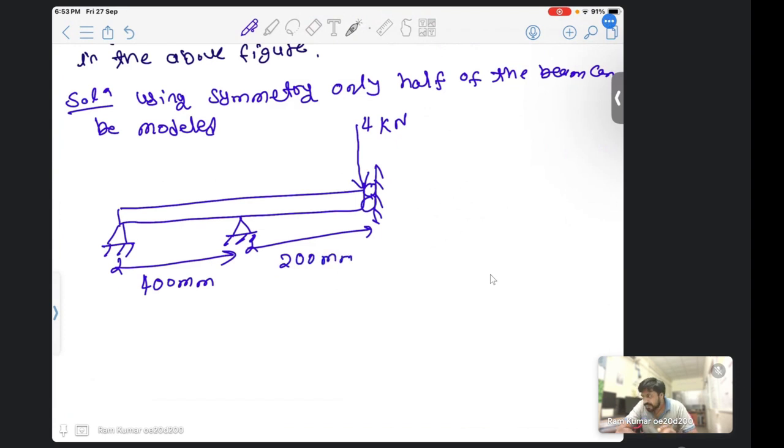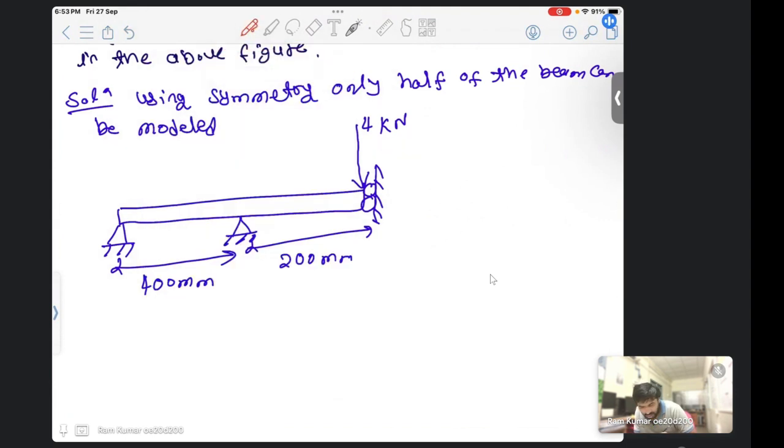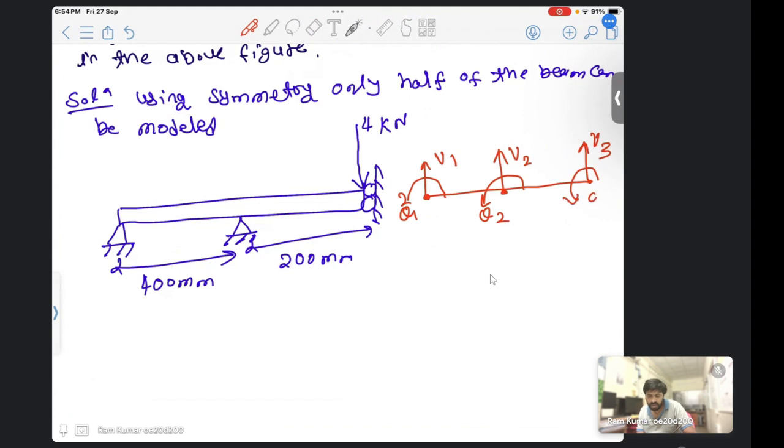Okay. So now what will be our degrees of freedom? How are we going to define them? Nodes: how many nodes do we have now? 3 nodes. v1, theta 1, v2, theta 2, v3, theta 3. So total 3 nodes.